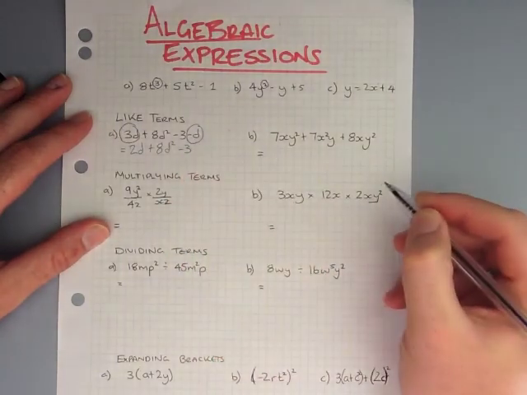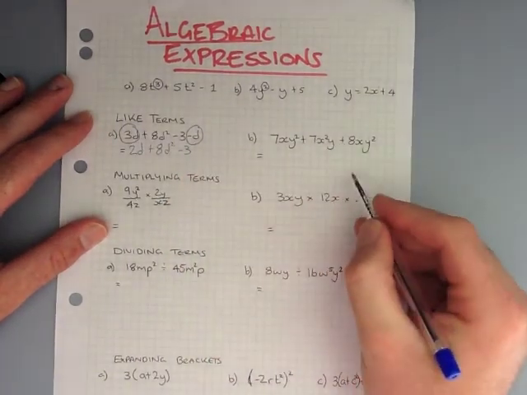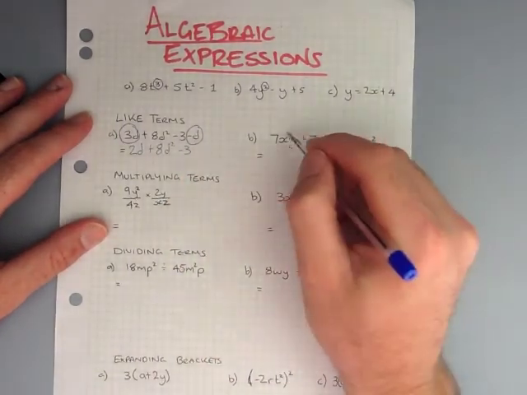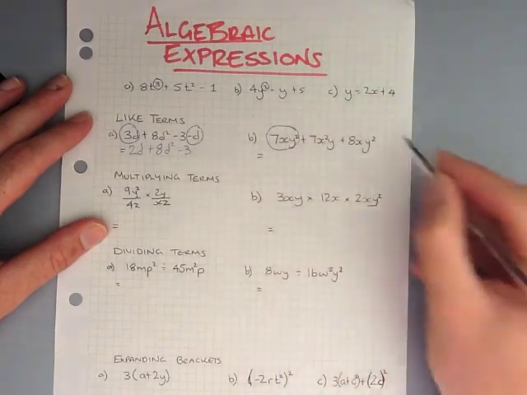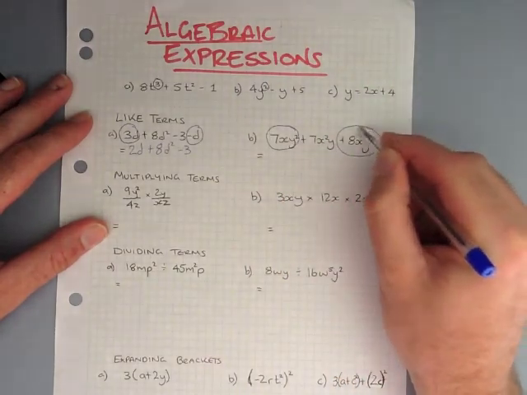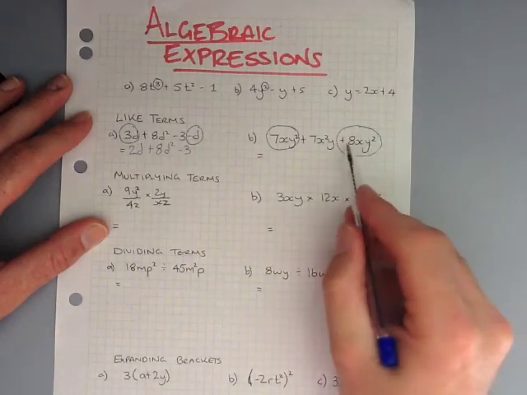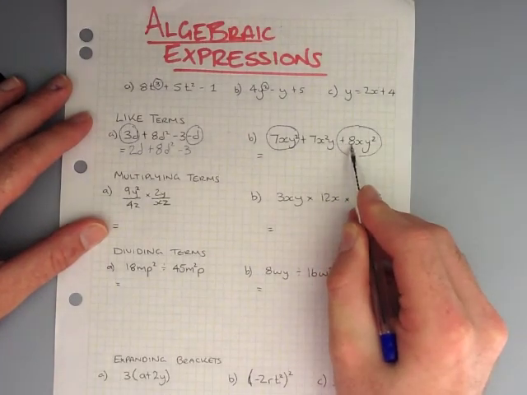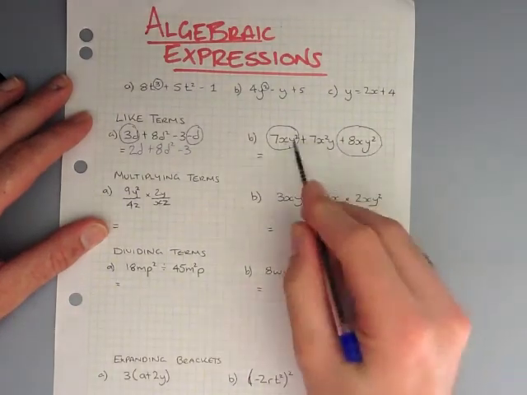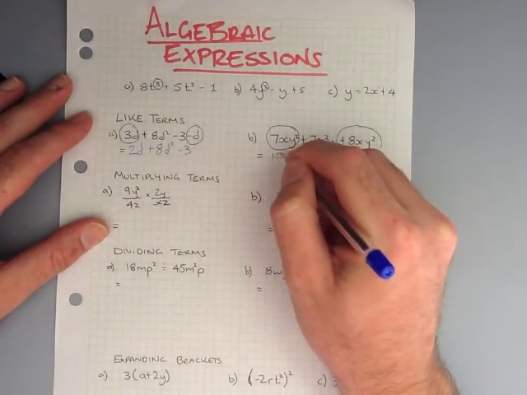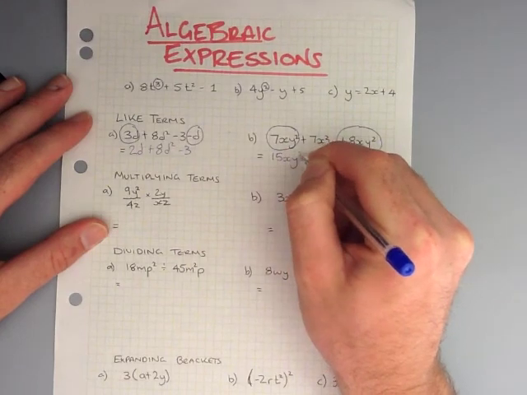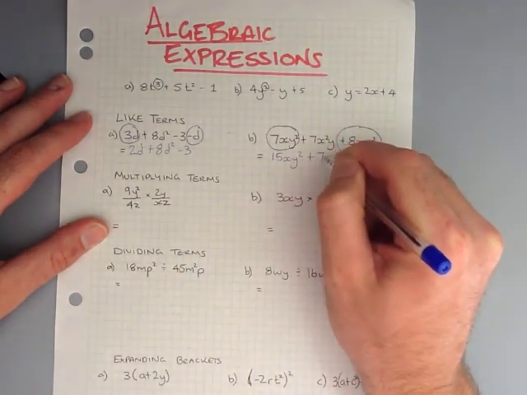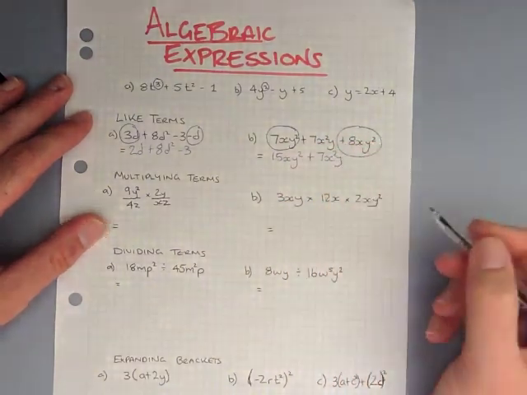minus 3. In the second example, we look for our like terms, 7xy squared plus 8xy squared. It's important that the operation that's directly before the number gets included as well. 7 plus 8 is 15xy squared plus 7x squared y. We just write the rest.